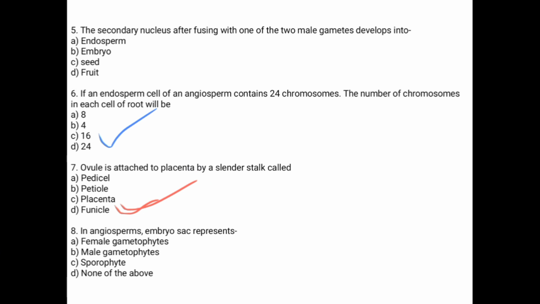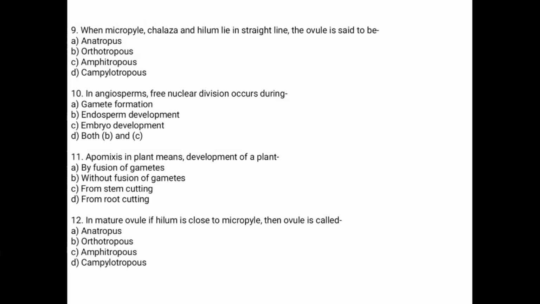The next question is, in angiosperm, the embryo sac represents the female gametophyte, because the female gametophyte is also known as the embryo sac of the angiosperm. Come to the next question.